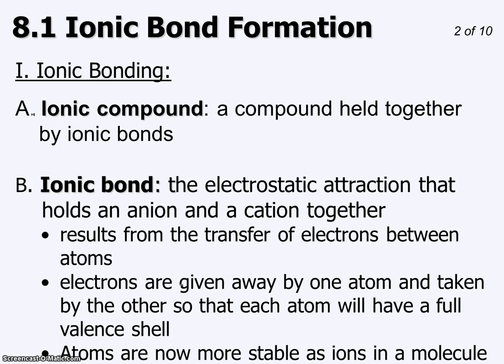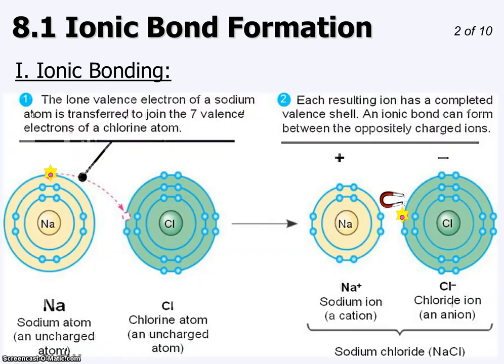An ionic bond is an electrostatic attraction that holds an anion and a cation, or more than one of each, together, almost like a magnet. And this results from the transfer of electrons between the atoms. As we talked about in our last lecture, electrons are either given away by one atom and they are going to be taken by the other atom. And the whole point of this is to have a full valence shell. That makes the atoms now more stable as ions, as part of the ionic compound in the molecule, than they were as atoms. This applies to all atoms except for the noble gases, which will never become ions.